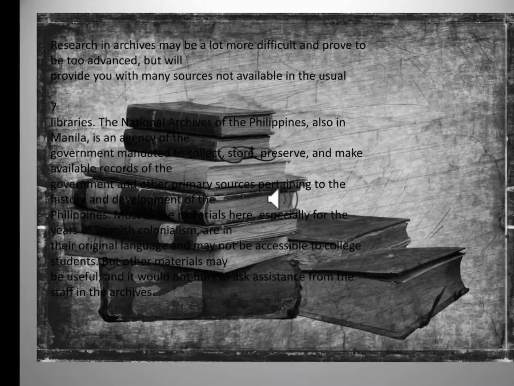The National Archives of the Philippines, also in Manila, is an agency of the government mandated to collect, store, and preserve documents and also records. Besides, the National Archives of the Philippines is the home of about 60 million documents from the centuries of Spanish rule in the Philippines, the American and Japanese occupation, as well as the years of the Republic. It's also the final repository for the voluminous notarized documents of the country.